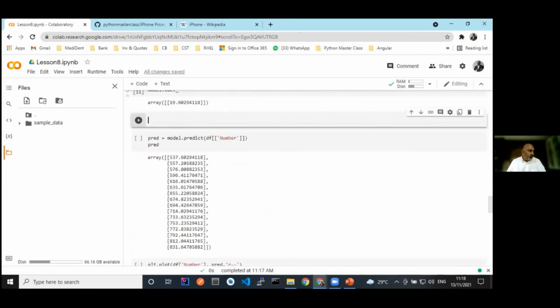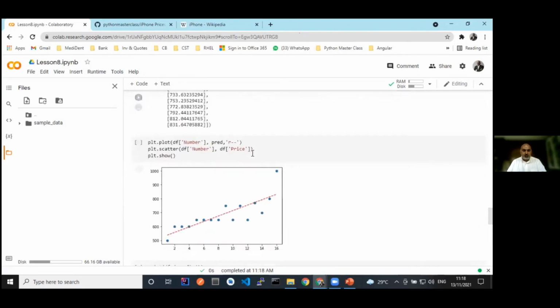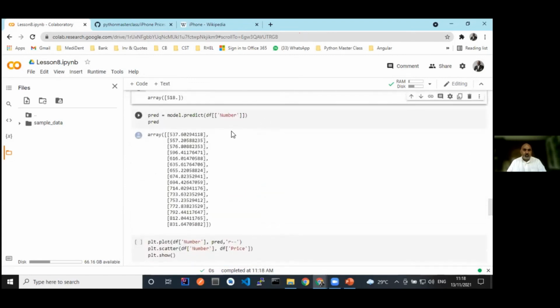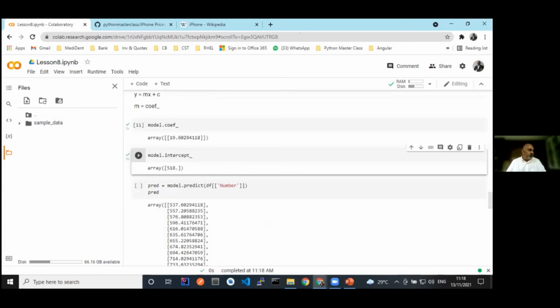Then you have the intercept. You can put model dot intercept, and that will tell you where it is going to intercept the y-axis, at 518. So we can actually find out all these things about the model.